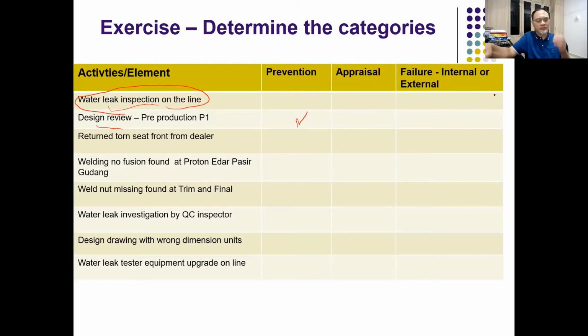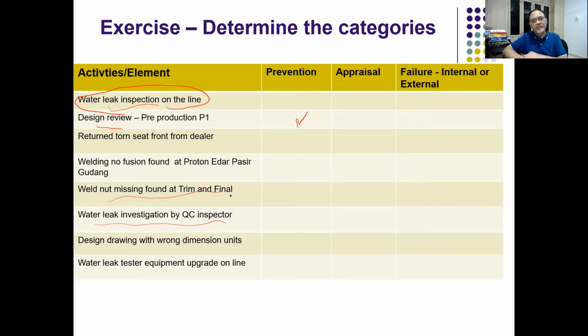Okay, welding no fusion found at Proton Eda Pasir Gudang: external failure. I've mentioned in the first video that the cost of failure is going to increase exponentially as you go further away from the point of assembly or the point of doing the action. So no fusion, depending on the position of the welding, whether it is the door section or on the underbody. Then, welding nut missing found at water leak investigation by QC investigator.